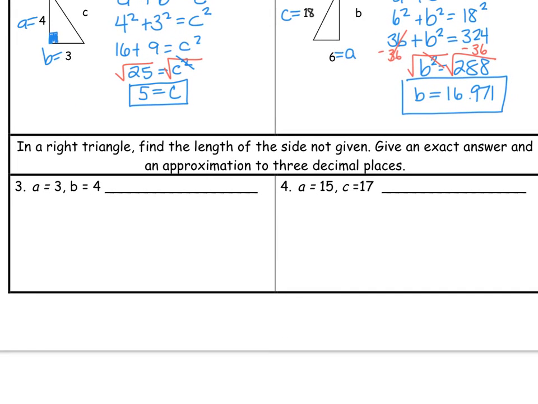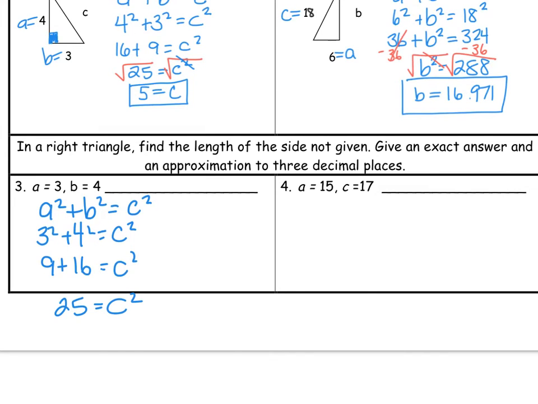Okay, in examples 3 and 4, in a right triangle, find the length of the side not given. Give an exact answer and approximation to 3 decimal places. This is what we just did up there. a squared plus b squared equals c squared. So 3 squared plus 4 squared equals c squared. Nope, not 16. I squared it in my head. 9 plus 16 equals c squared.